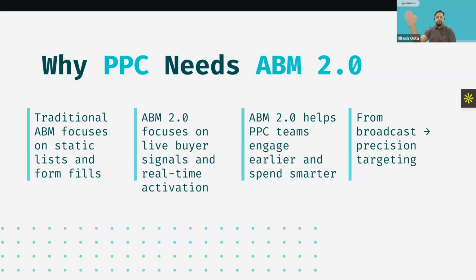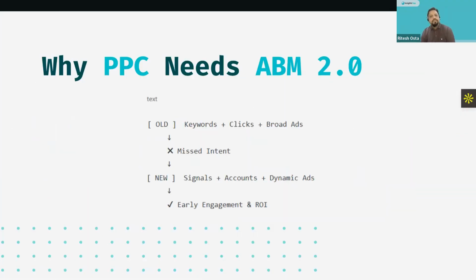That's the idea. It's not about spray and pray, but based on the target audience and the intent and the signals that you are getting, you do precision targeting with your ads. And when I say ads, I mean PPC as well as social ads like LinkedIn. So this is why PPC needs ABM 2.0. The old infrastructure was keywords, clicks, and broad ads. They completely used to miss intent, except keyword-based intent. But the new one has those keyword-based intents as well as the signals and the accounts added, right? So the signals will be added, the keywords will be added, and the accounts will be added.